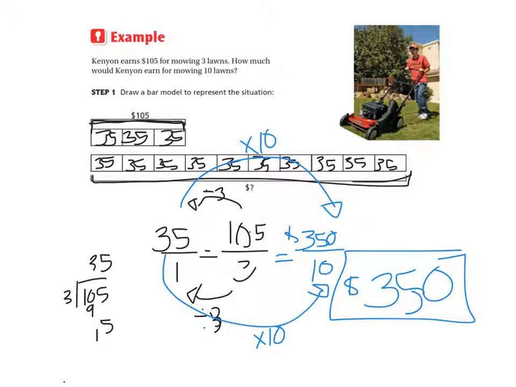So just to review real fast before I move on. We knew how much he made for 3 lawns. And we wanted to find how much for 10. So we found how much he made for just 1 lawn and then multiplied it up to 10.